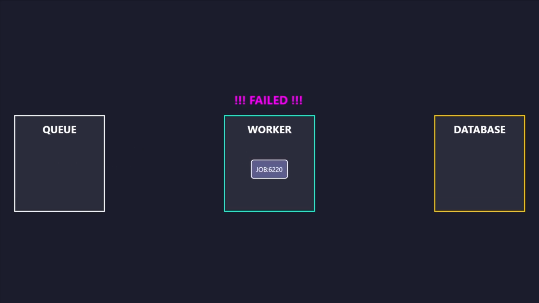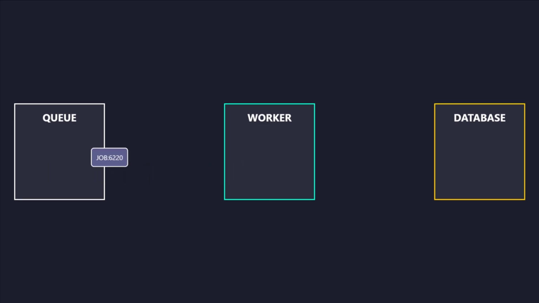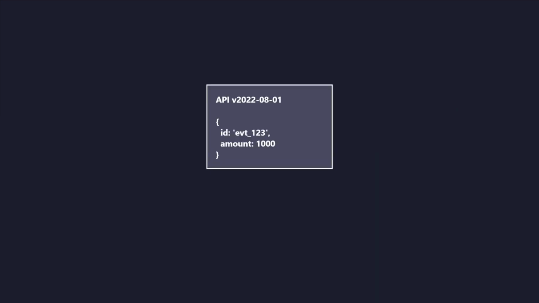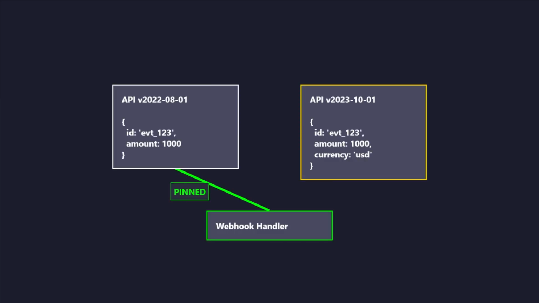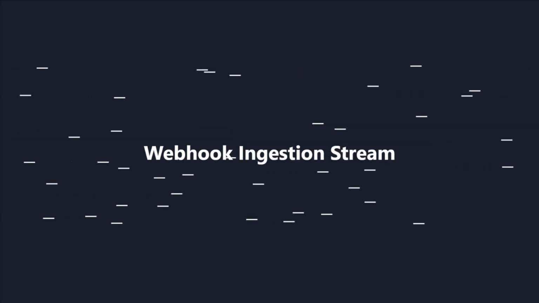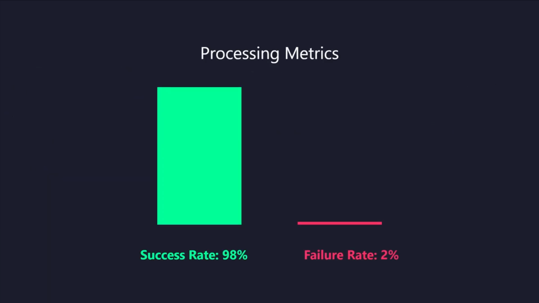Idempotency checks must happen inside the worker process, not just at the web server level. If a worker fails halfway through, the message queue might redeliver the job. Check the database for existing results before starting the task. Stripe API versions can change the payload structure. Ensure your webhook handler is pinned to a specific version in the Stripe dashboard to avoid runtime errors when the data schema evolves unexpectedly. Log all incoming webhooks and their processing status.